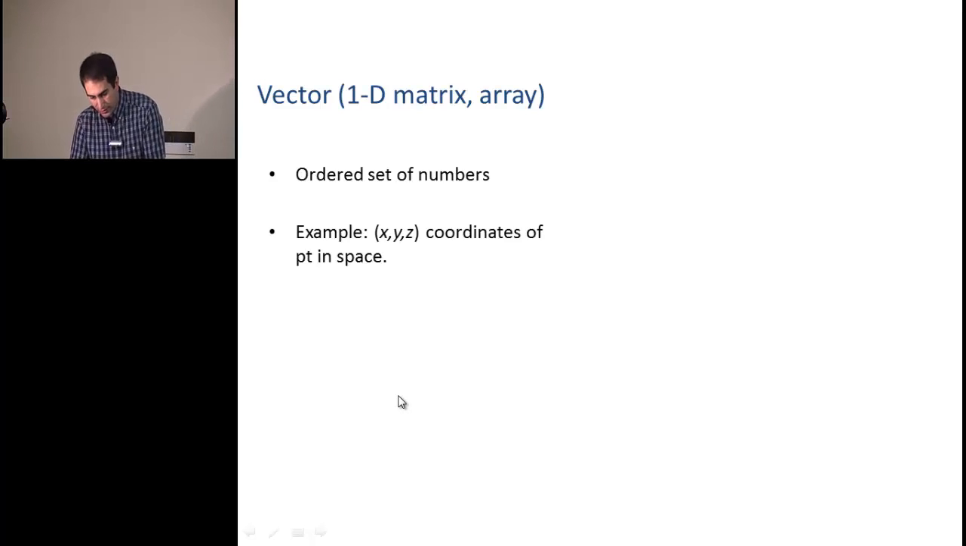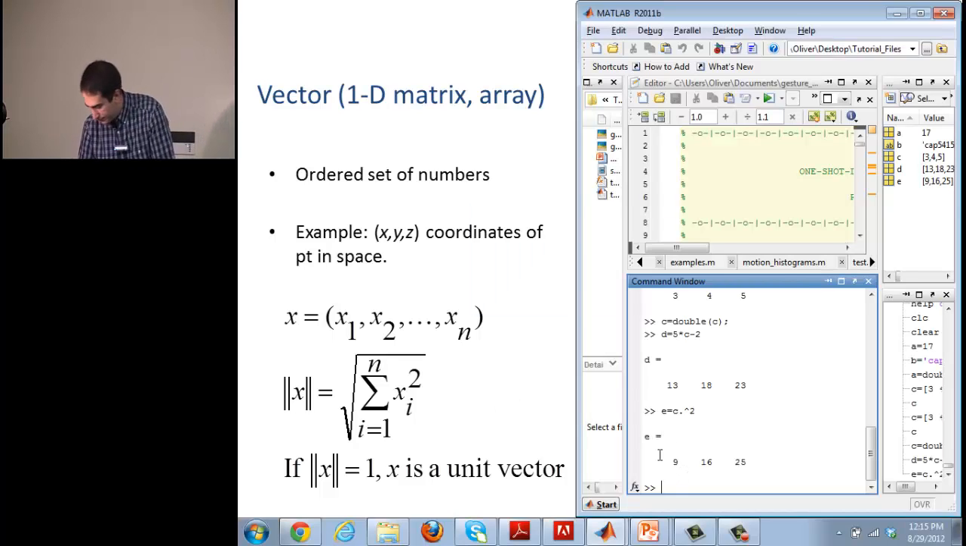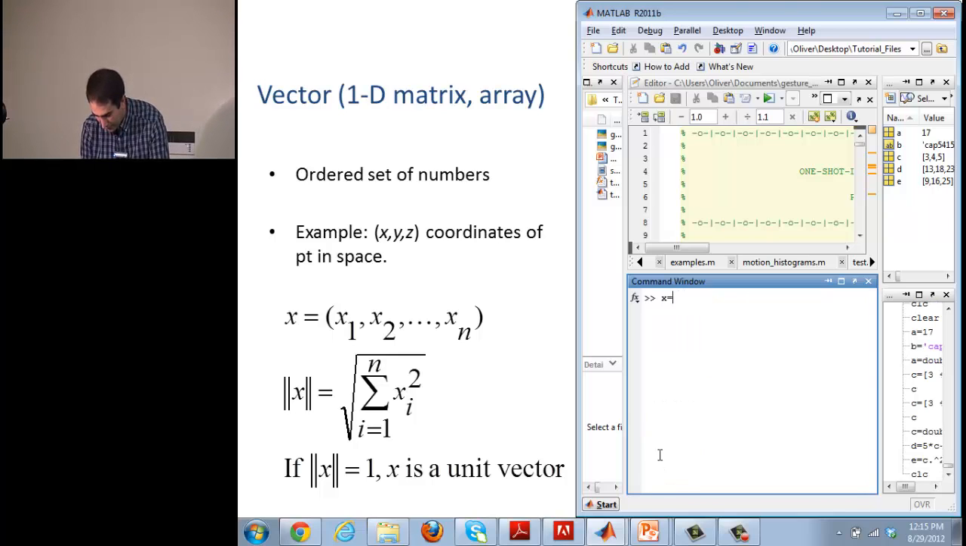So vectors are ordered sets of numbers. For example, you can define an array like this: 1, 2, 4, 5.